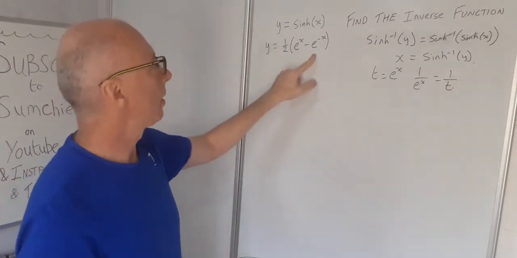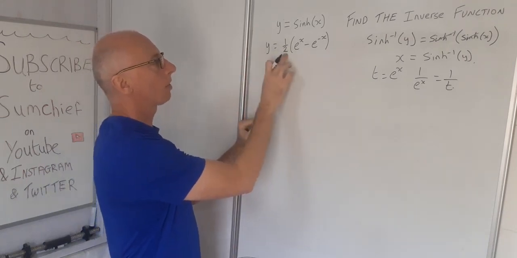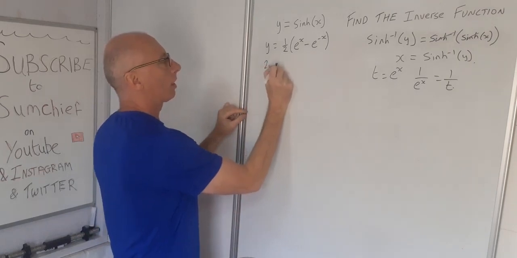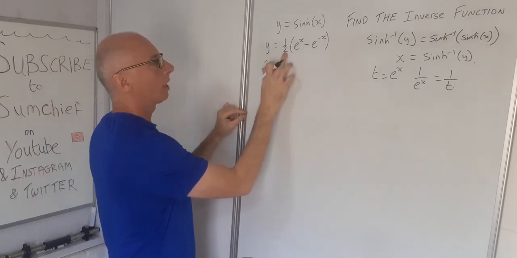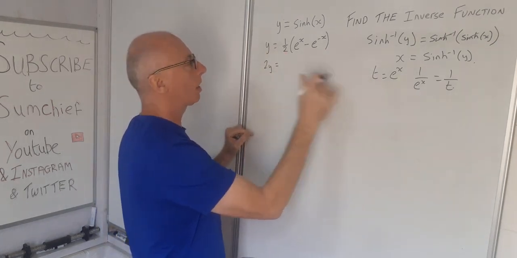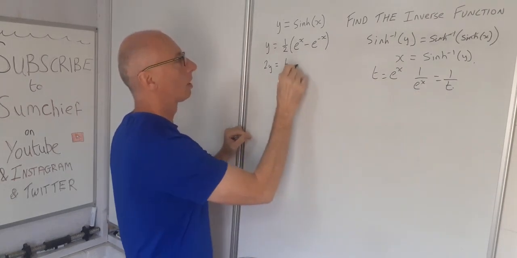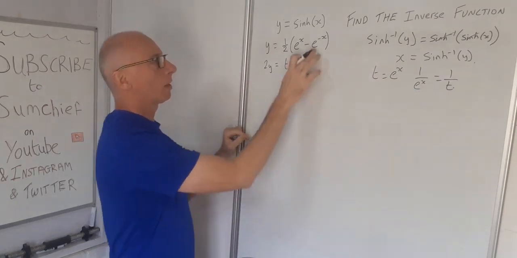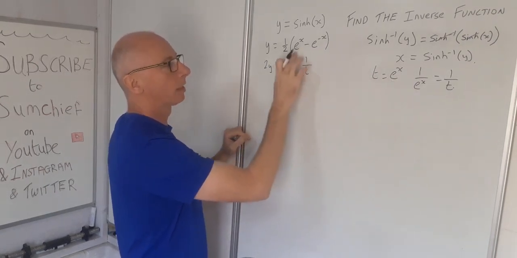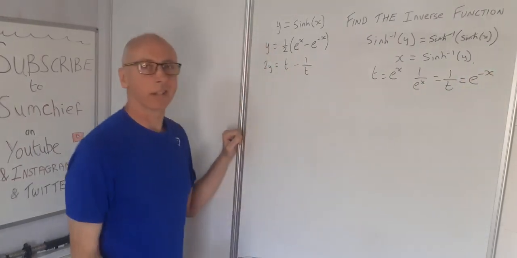So let's plug that into there. And while we're at it, we can multiply both sides by 2 to get rid of this half. So then we've got 2y, so that's multiplied by 2. Now multiplying this side by 2, this cancels. And then we're left with our t minus 1 over t. So you can see where these ones come from. And this one here comes from this one here. So if I just write that e to the minus x is equal to 1 over t, then that's nice and clear.